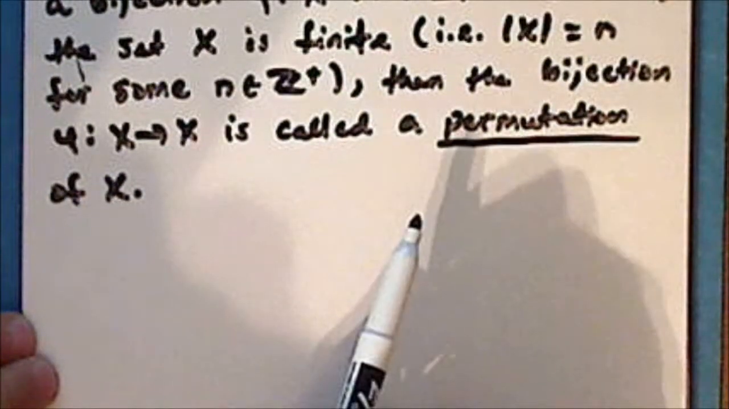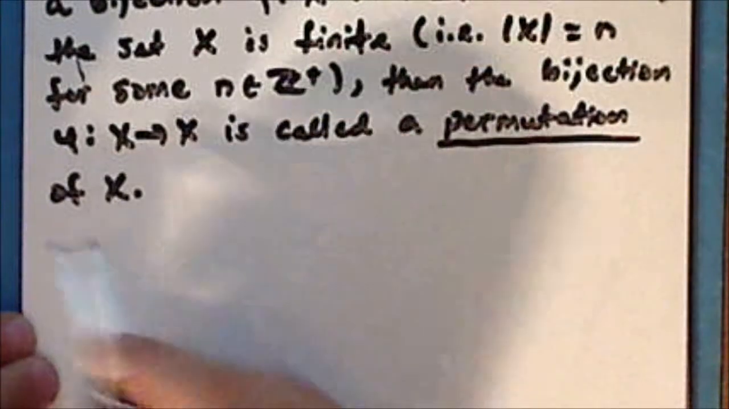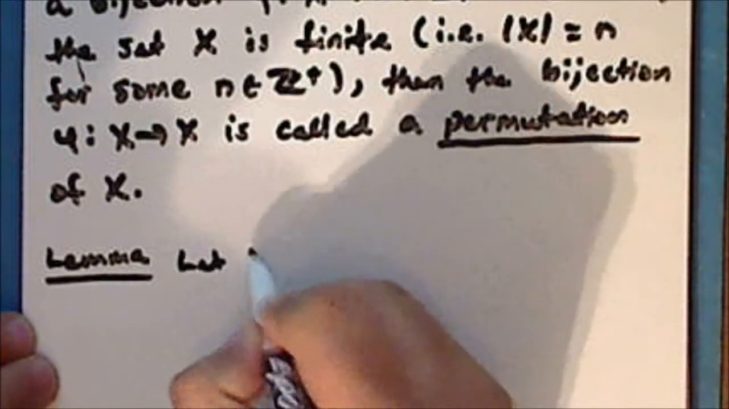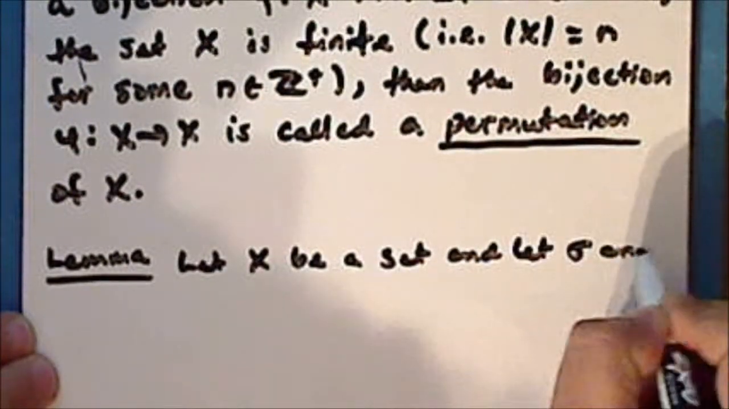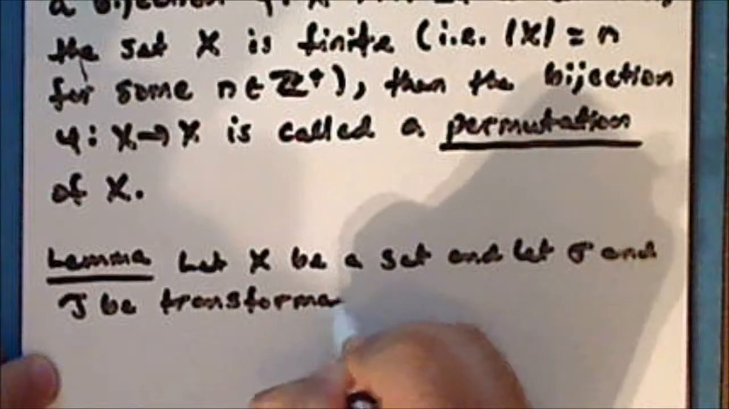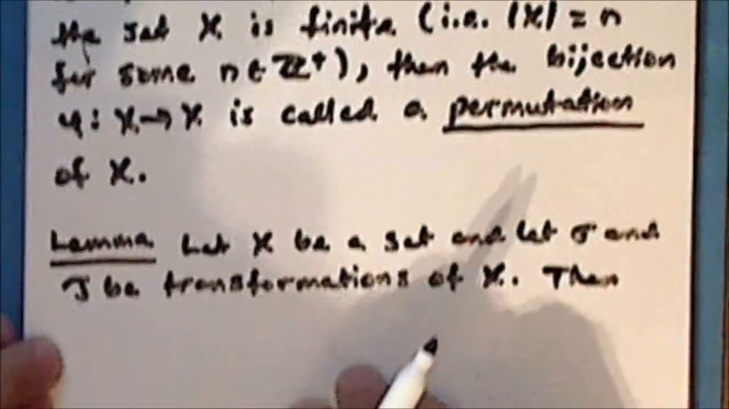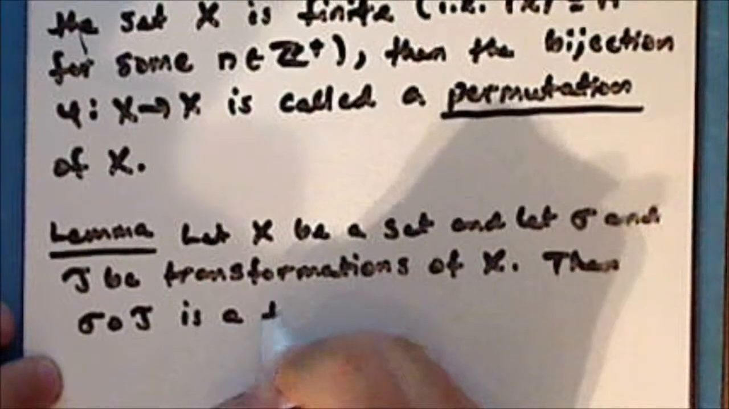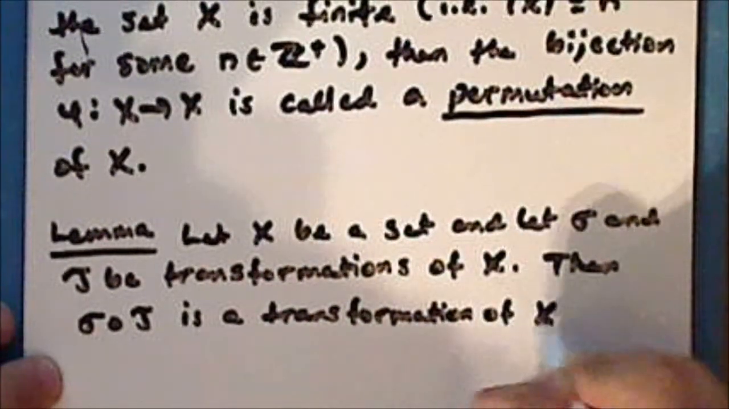So a permutation is a transformation of a finite set, and we can think of this as a reordering of the elements in the set. So next we'll prove a lemma. Let X be a set, and let sigma and tau be transformations of the set X. Then the composition of sigma and tau is a transformation of the set X.